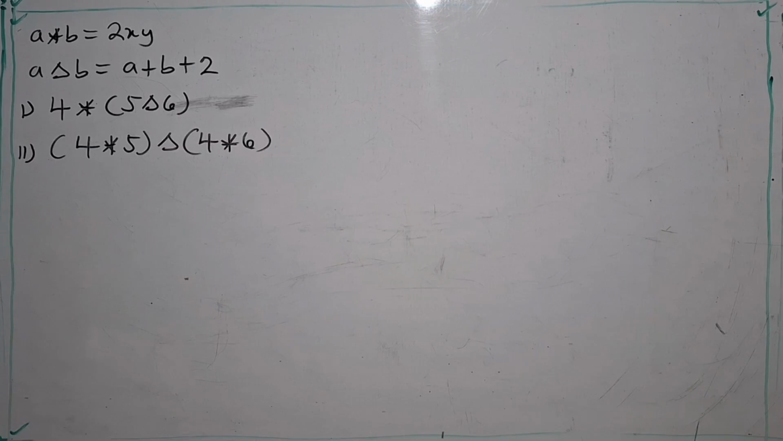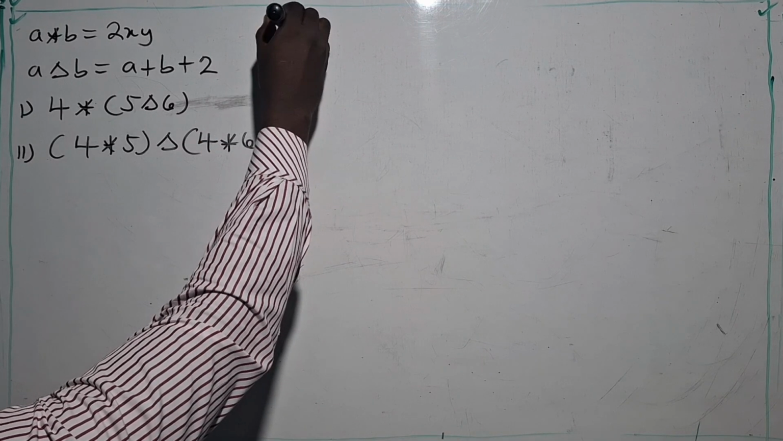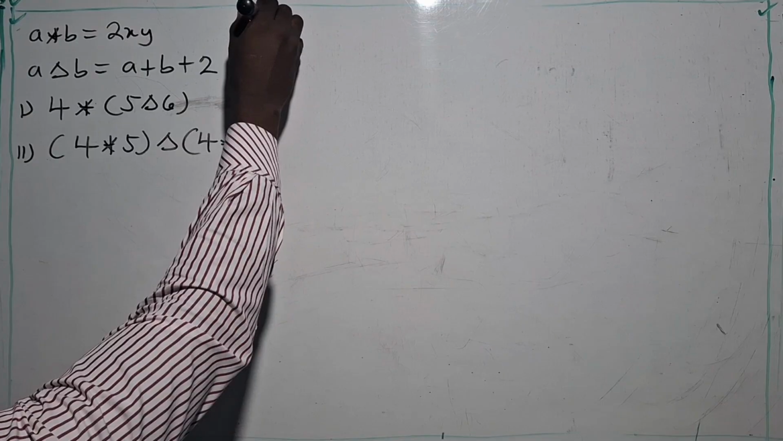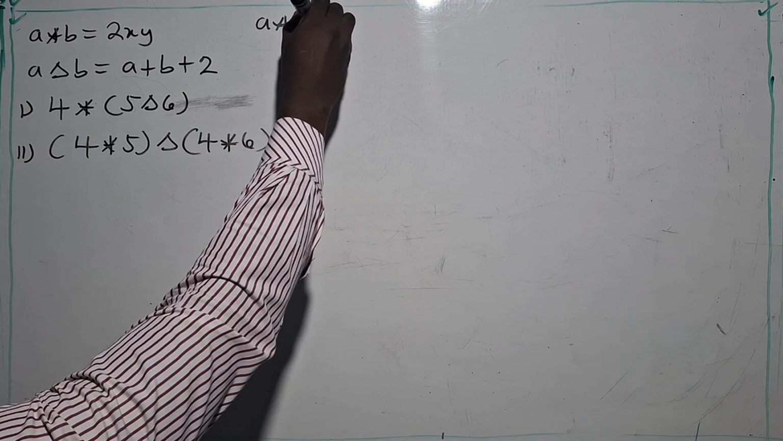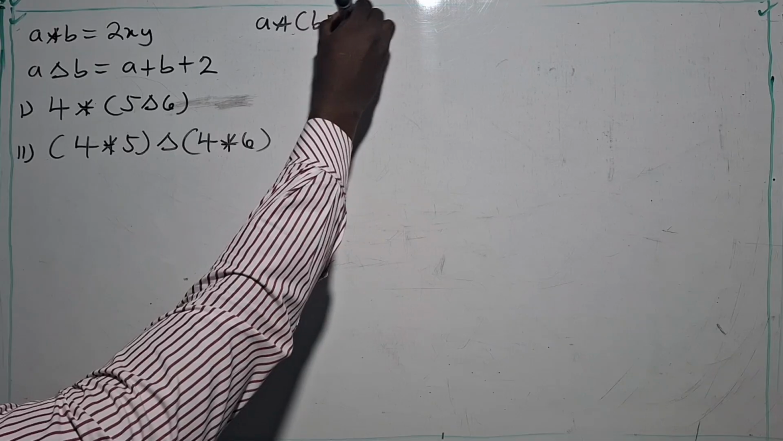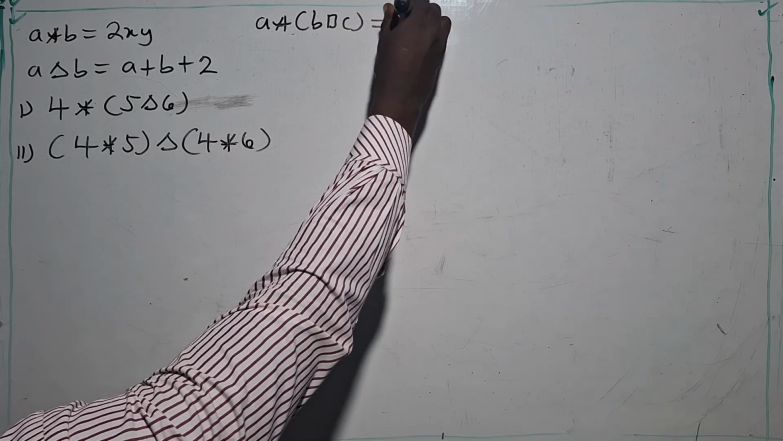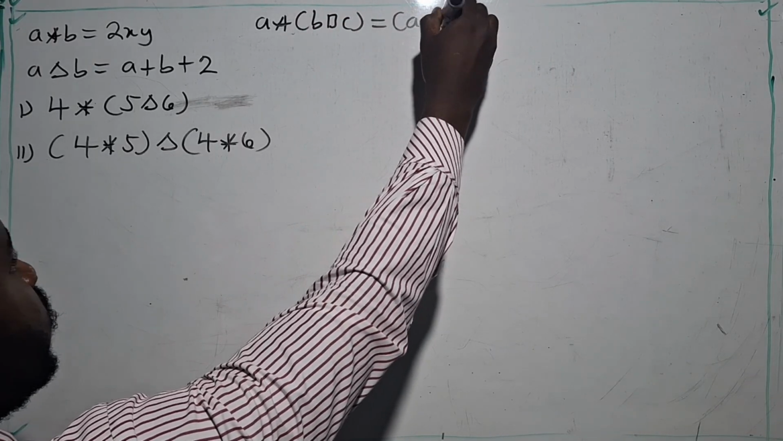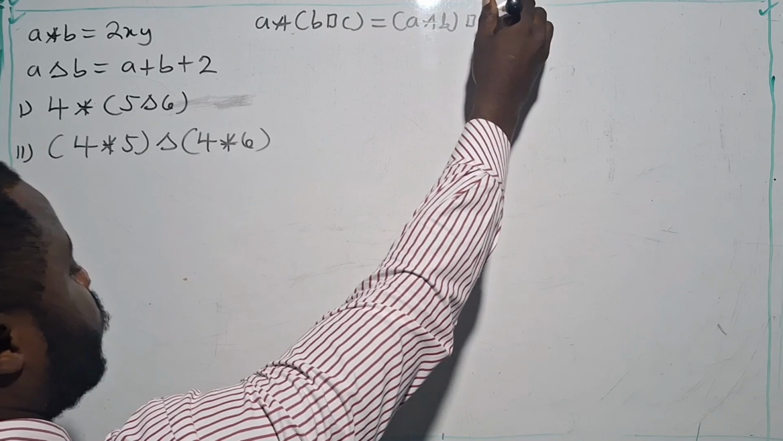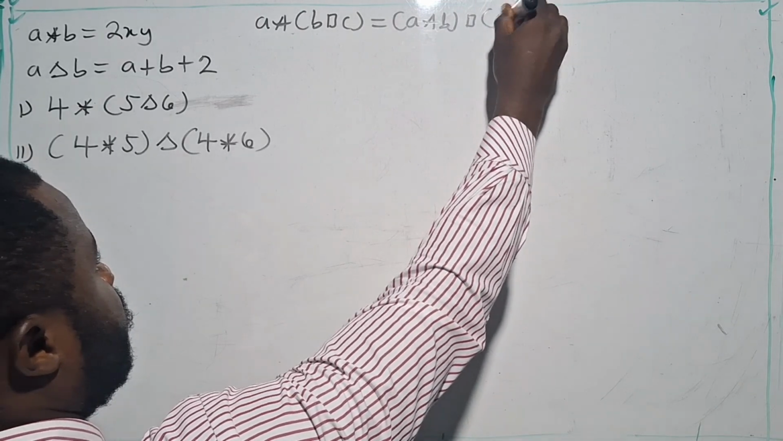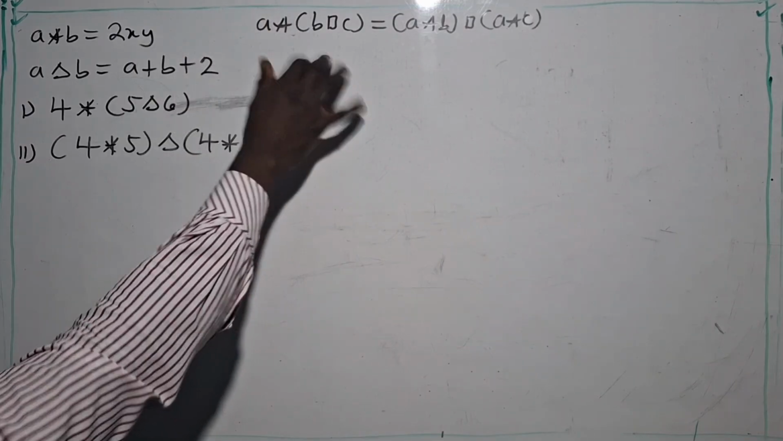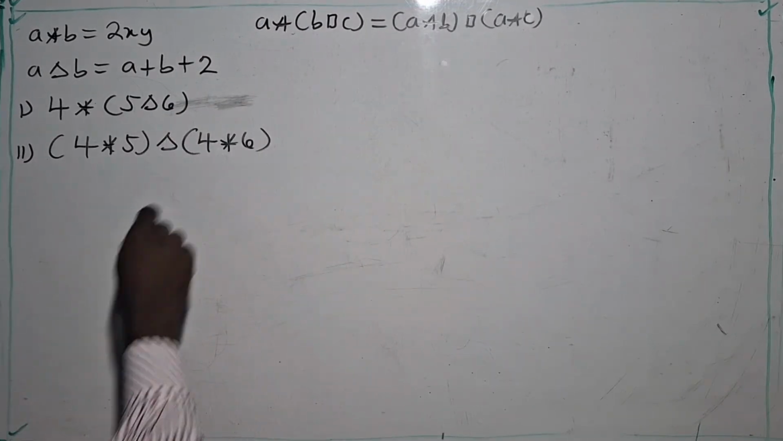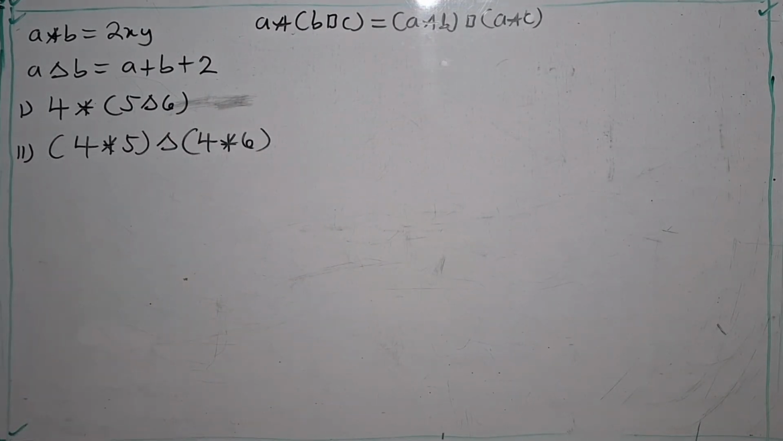But the distributive property goes this way. As I said, if you have one operation, A operation, bracket open, B operation C, it will be A operation B, then operation A operation C. So comparing this to this and this to this is the distributive property they're asking you to demonstrate.